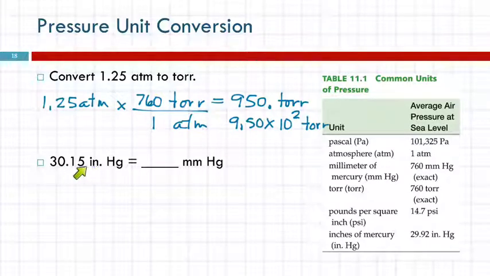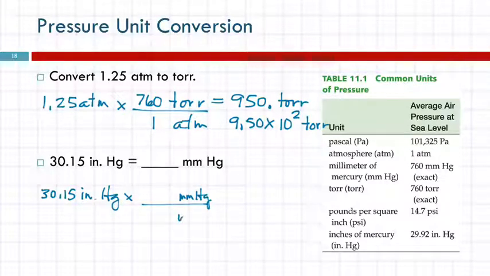Let's do this one. 30.15 inches of mercury equals how many millimeters of mercury? Again, this can be done in one step. So, inches of mercury, 1 conversion factor. Millimeters of mercury on the top, inches of mercury on the bottom. Now, if you didn't have the table, you could do this by converting inches to millimeters. But since you have these relationships, it's faster to use those.